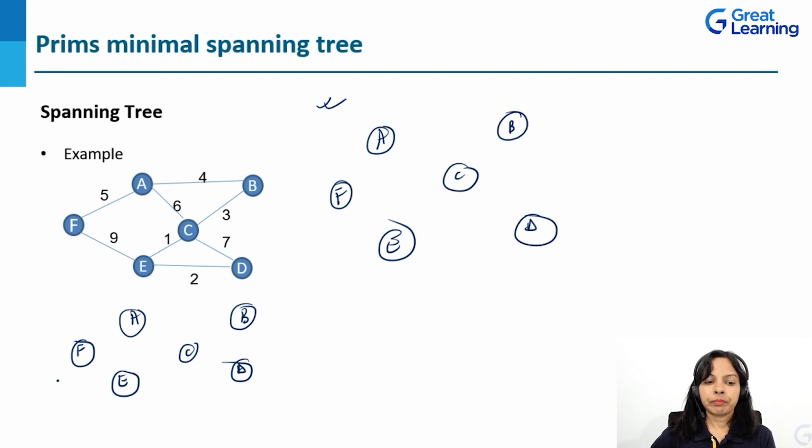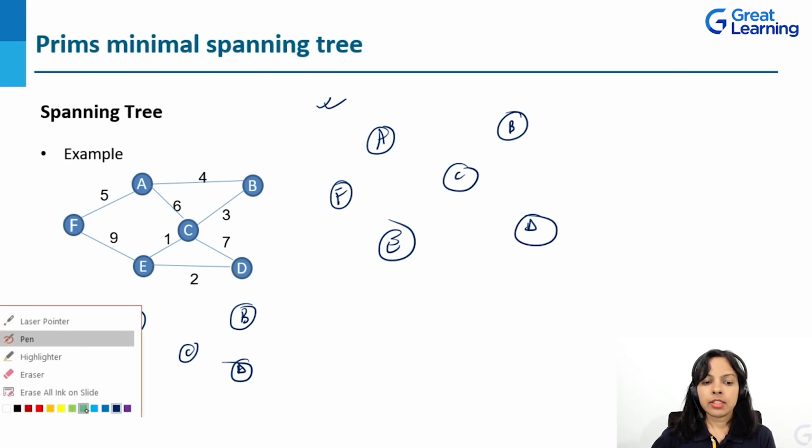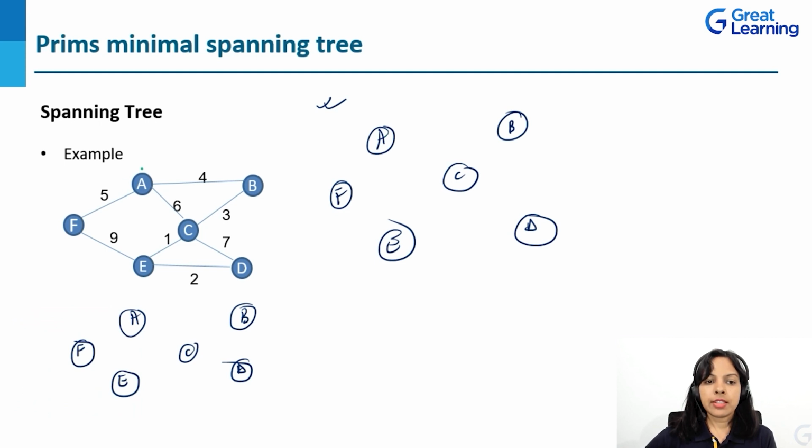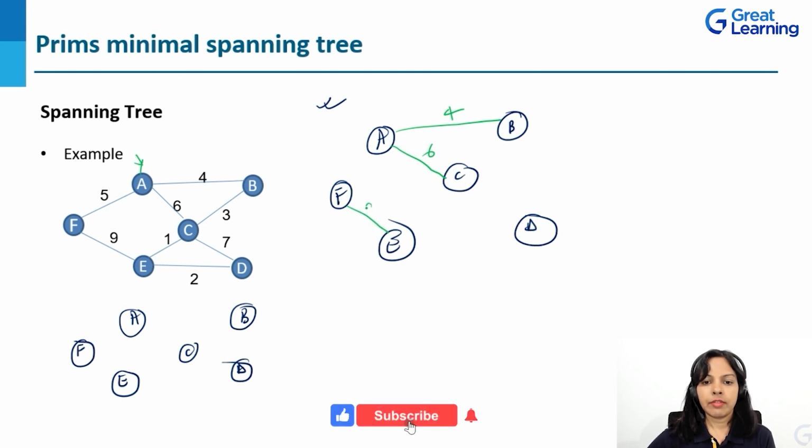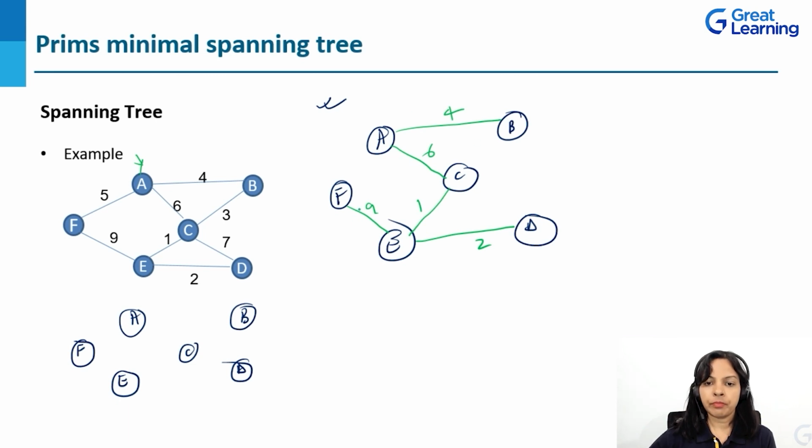Suppose I start from vertex A and I select between A to B this particular edge. Between A to C, suppose I select this. I cannot select C to B because it will form a cycle. Then next, between these two, there is no edge. Between F and E, suppose I select this edge, having 9 as a weight. Between C to E, there is an edge, so suppose I selected this. Between E and D, there is one edge. Let's select this.